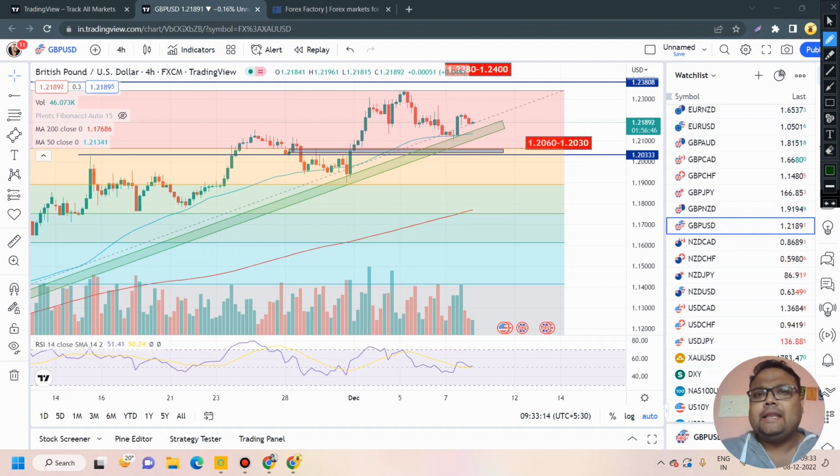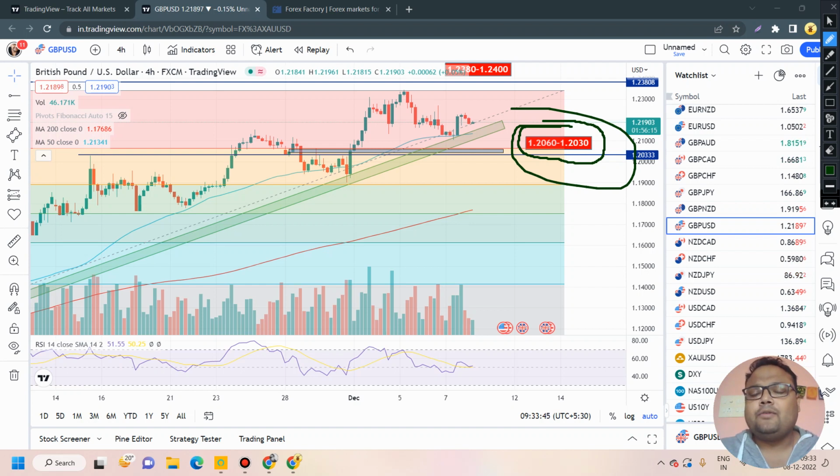And in case DXY successfully breaks the 105.5 level, then obviously we will see a big red candle here. So the next important support for GBPUSD is the 1.2060 to 1.2030 level. To be honest, it is a better level to take a buy position than the trend line right now. So if the market comes down to this particular level, observe the market and see. Looking at the present scenario, there is a good chance that the market will break support and bounce. If the market bounces according to our expectation, you can definitely go for a buy position around 1.2060 to 1.2030.